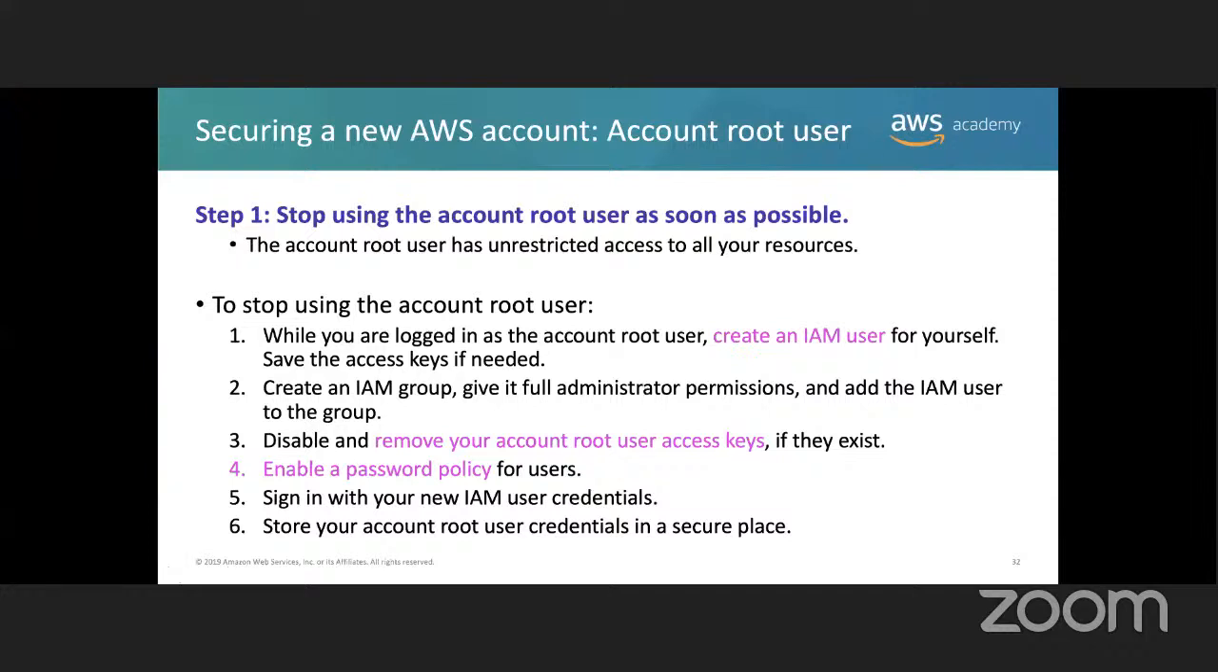So, securing a new AWS account root user: stop using the account root user as soon as possible. That is recommended by AWS. The root user has unrestricted access to all the resources. It's the one that contains everything. If I were to hack into your account, I would go for your account root user keys instead of going for the ones of the IAM users. Create an IAM user for yourself and save the access keys if needed. Create an IAM group, give the IAM group full administrator permissions, right? And add the users to the group. Disable and remove your account root user access keys if they exist. Remove them. You don't need them.